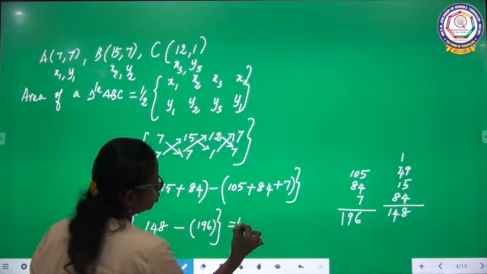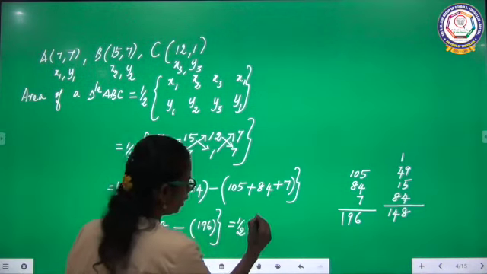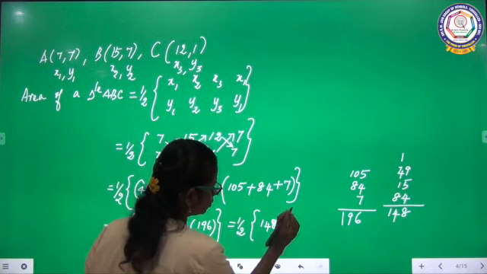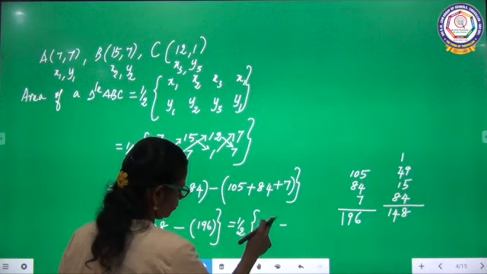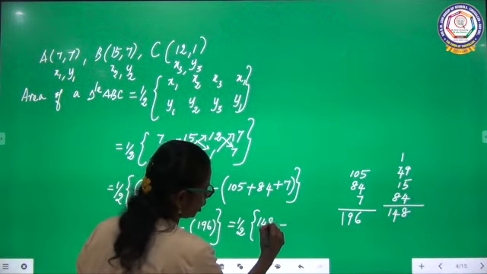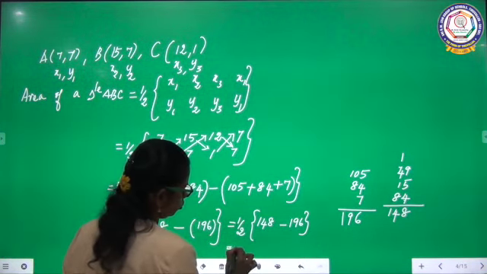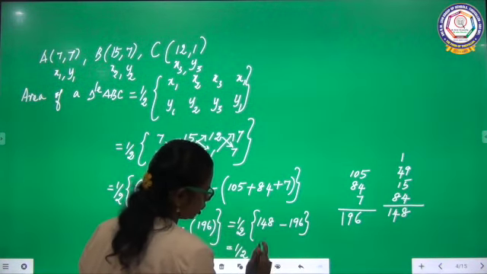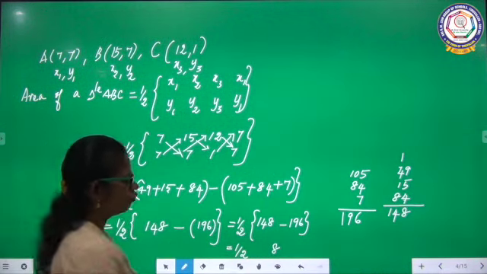Which is equal to 1 by 2 into 148 minus 196. 1 by 2 into 16 minus 8, 8, remaining 8, 4.